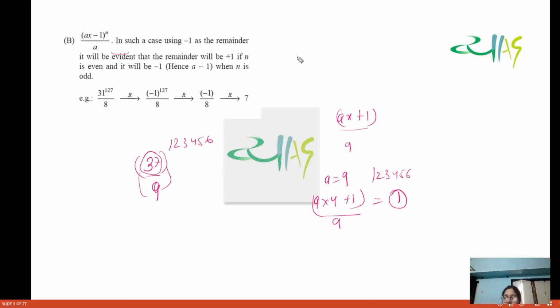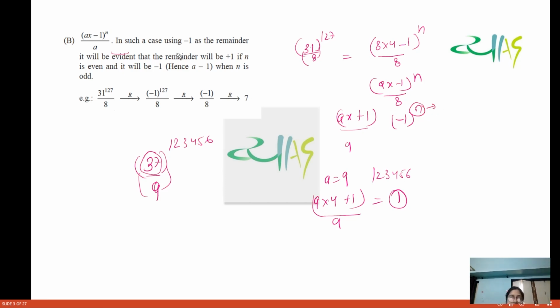And if we see 31 to the power 127 divided by 8, 31 can be written in the form of 8 into 4 minus 1, divided by 8. This is exactly what we mean when we say (ax minus 1) to the power n. So now what is happening here? We have minus 1 to the power 127 as a remainder.